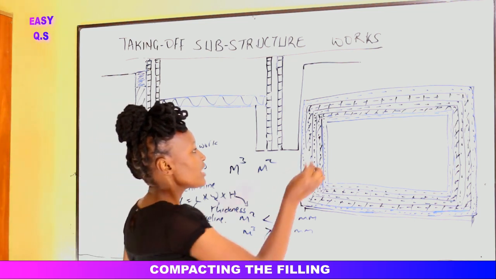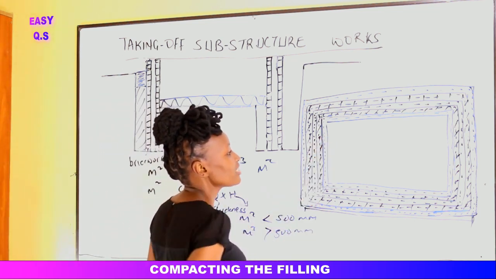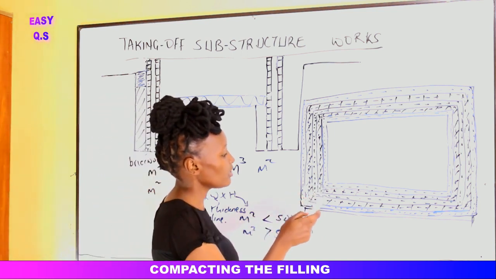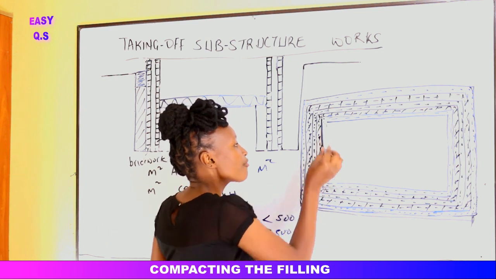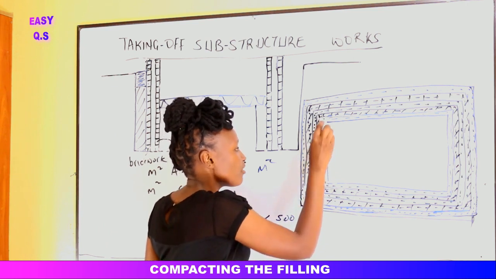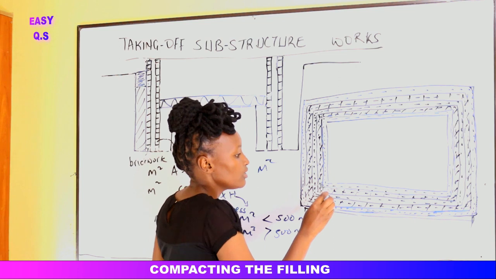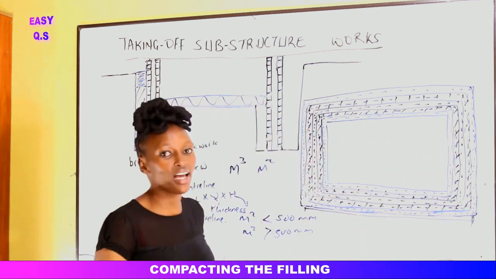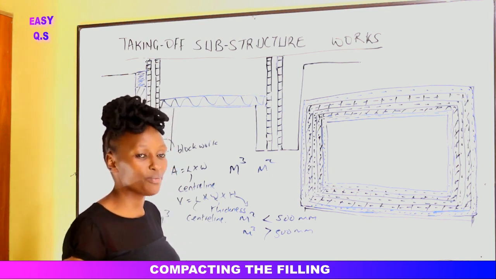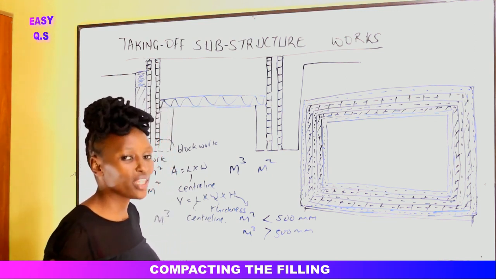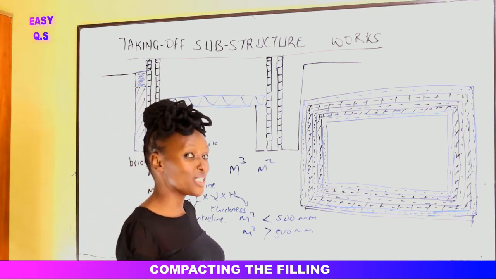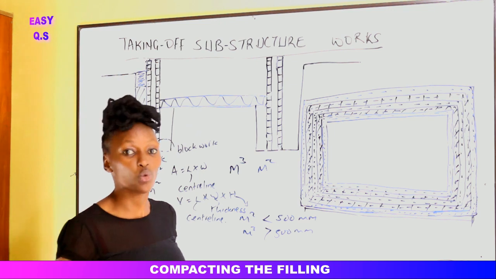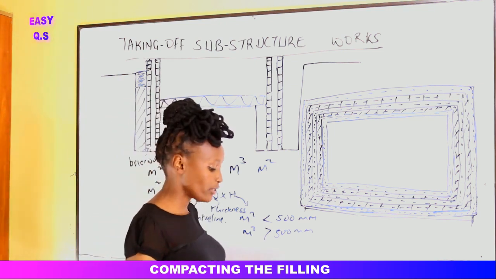On this area we have filled this internal trench with hardcore. Now from the face of the internal wall, all around this area inside the internal walls, that area shall be compacted in terms of meter squared. Then it shall be filled with hardcore, which is measured in meter cubed, and that meter cubed is usually calculated as length times width times the thickness of the hardcore.